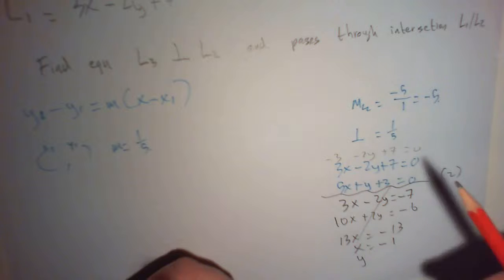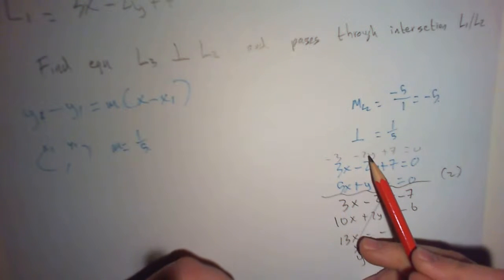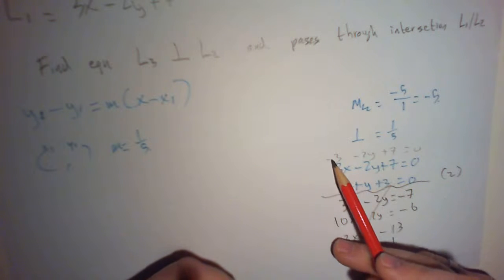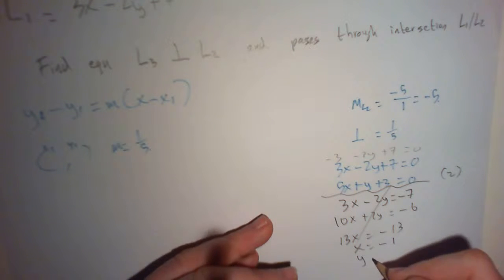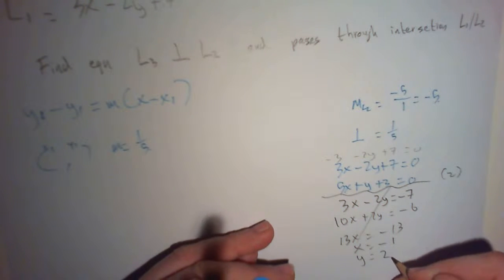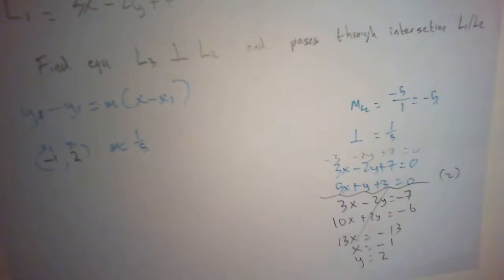So the question is, what number is going to generate something here to give me a minus 4? It's obviously going to be a 2. So it'll be minus 3 minus 4 is minus 7, plus 7 is 0. So y is equal to 2. So we have minus 1 and 2. Let's pop them in.